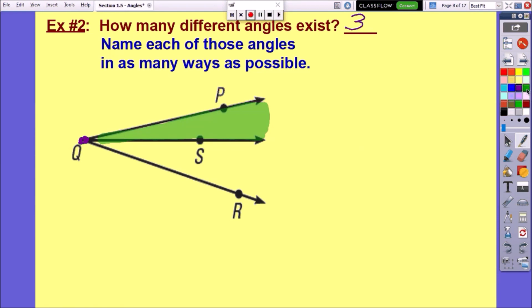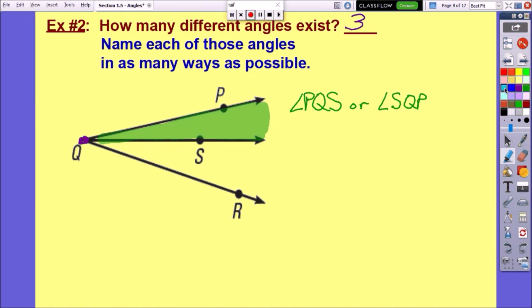So this angle, let me write with green to match my green here. We could start with P. We could go to the vertex Q, the middle letter, and we could go to S. Or we can do it backwards. We could have started at S, went to Q, went to P. But then that's it for that angle. We can only use the three-letter formats on this one.